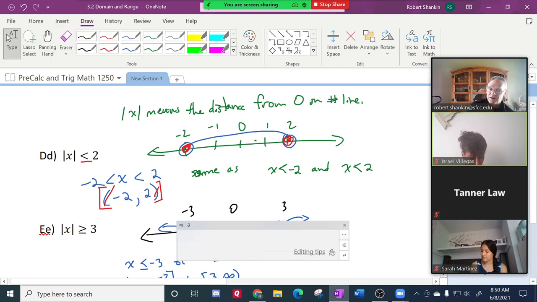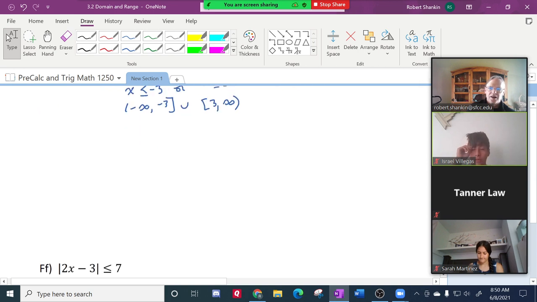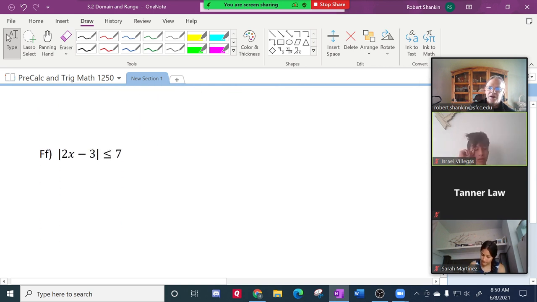Any questions? Anybody confused on something and want some extra clarification? Just pop in with a question. Okay. Alright. Now let's go to F. Solve that inequality.